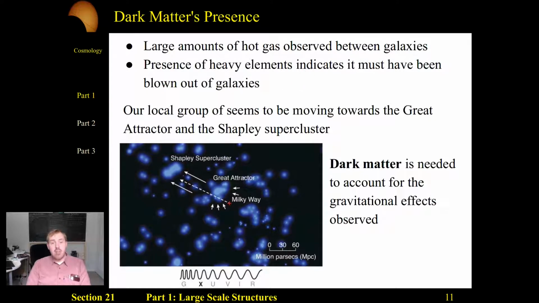And we look at those gases and we see heavy elements. So we know that these are star-forming regions that have had a long lifespan and started spitting out the heavy materials that the stars fuse together.